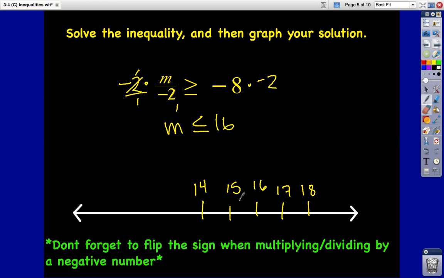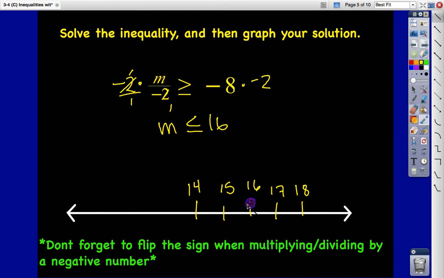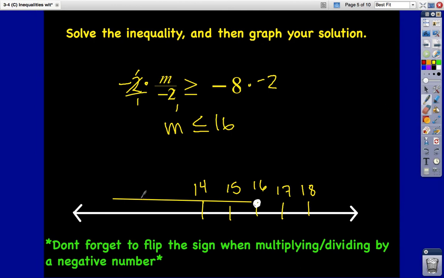Okay, I'm going to do a closed circle on the 16 because it could be equal to 16. Now m is less than 16, so I got to go this direction. Got to go that direction. And then I want to use arrows again to show that it goes on for infinity. Oh, it switched to right again. Did that one time in another video too. Okay, that's all there is to that problem.